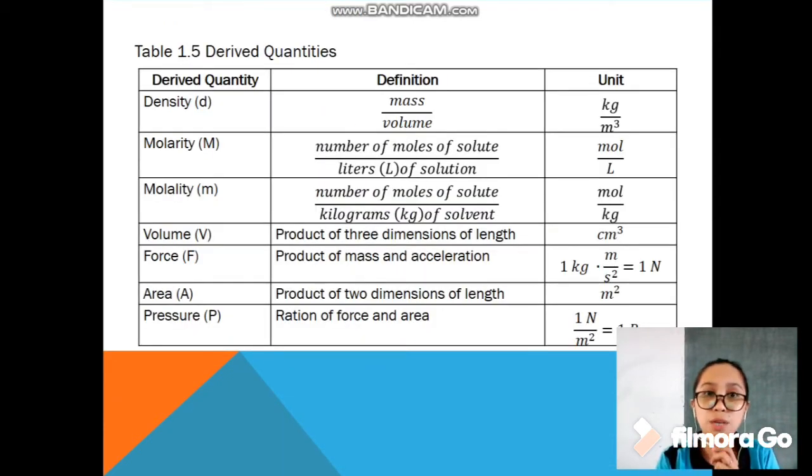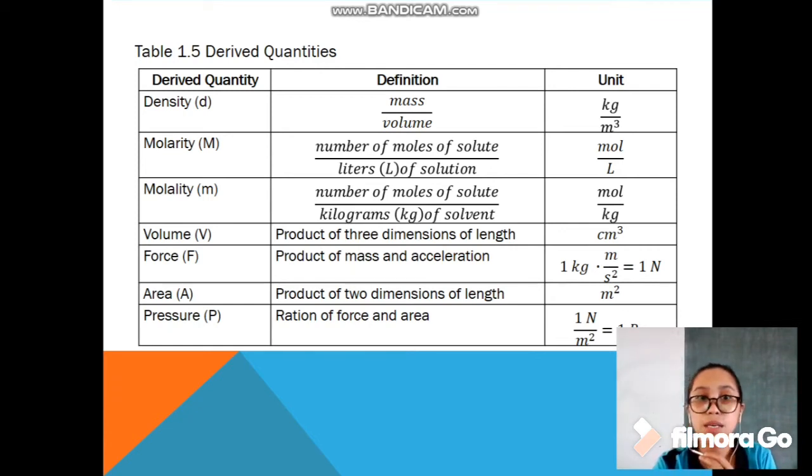Now let's go to the derived quantities. If we have fundamental quantities, we also have derived quantities. What is the difference between these two? Fundamental is the very basic, meaning it is the parent. It has no equal, it is not derived. It is the original. If we say derived quantities, these are quantities that are a combination of fundamental quantities. For example, volume. This is the product of 3 dimensions of length. For example, the volume of a cube, side times side times side. There are 3 fundamental quantities being used, and the length is expressed in size.